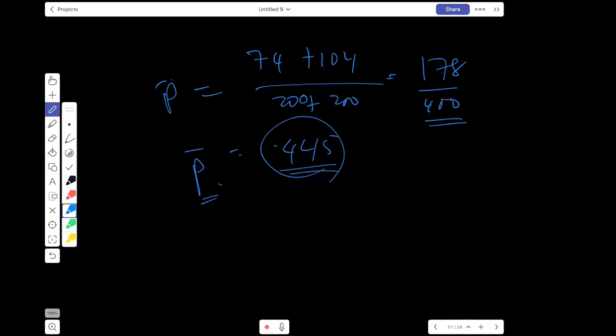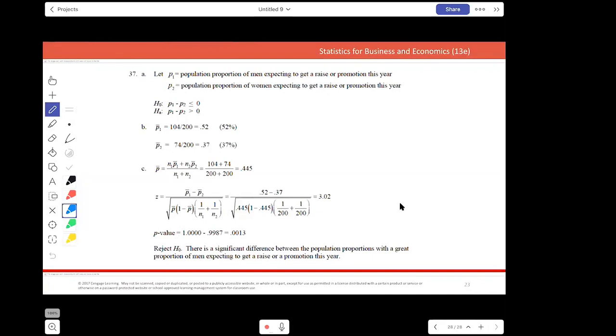You could do the rest of the computation and determine whether or not you have support for the alternate hypothesis. And I suspect you will, because the gap between the sample proportions is huge, 0.52 and 0.37. That's approximately a 15% gap, 0.15. That's huge. Okay, so that brings us to the end of our segment on the difference between population proportions.